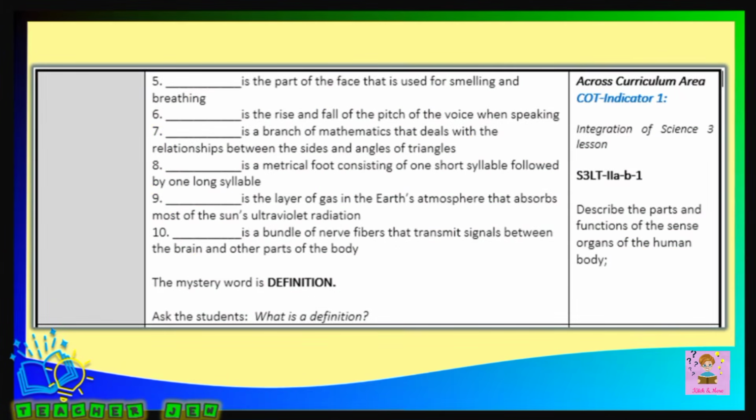Dito naman, ginamit ko pa rin ang COT Indicator 1, Applied Knowledge of Content Within and Across Curriculum Teaching Areas. Actually, maraming din ditong integration pero nagbigay lang ako ng isang focus on integration across curriculum area, which is their previous Science 3 lesson on describing the parts and functions of the sense organs of the human body. Again, naglagay ulit ako ng code at learning competency to make sure that it is aligned with the curriculum and to keep me on track.